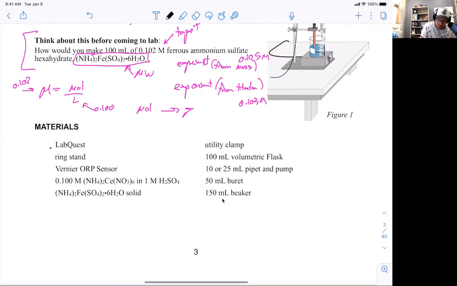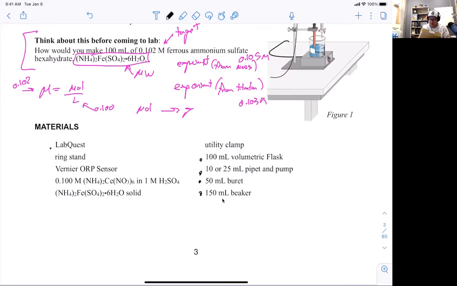We talked about the LabQuest. You're going to have to set up your ring stand with your burette directed into your beaker. You can use your volumetric flask and the pipette aid. There's going to be this black clamp that fits onto the ring stand that will hold the ORP sensor. I should actually talk about that too.